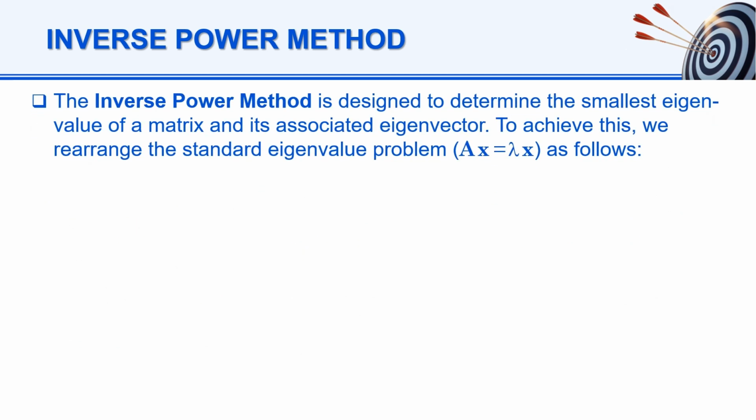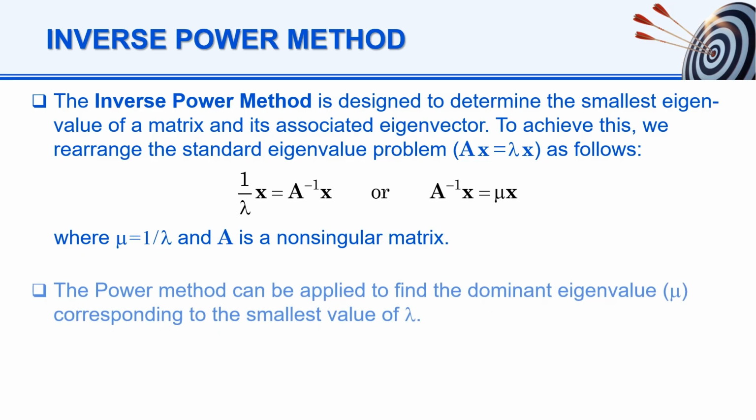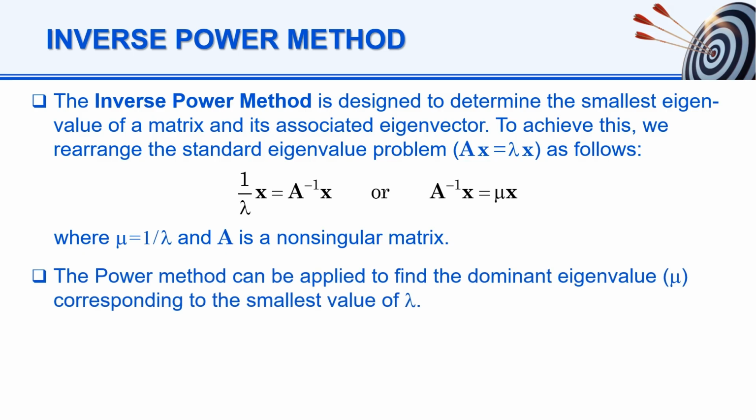The inverse power method is designed to determine the smallest eigenvalue of a matrix and its associated eigenvector. To achieve this, we rearrange the standard eigenvalue problem as follows, where mu equals 1 over lambda and A is a non-singular matrix. The power method can be applied to find the dominant eigenvalue, mu, corresponding to the smallest value of lambda.